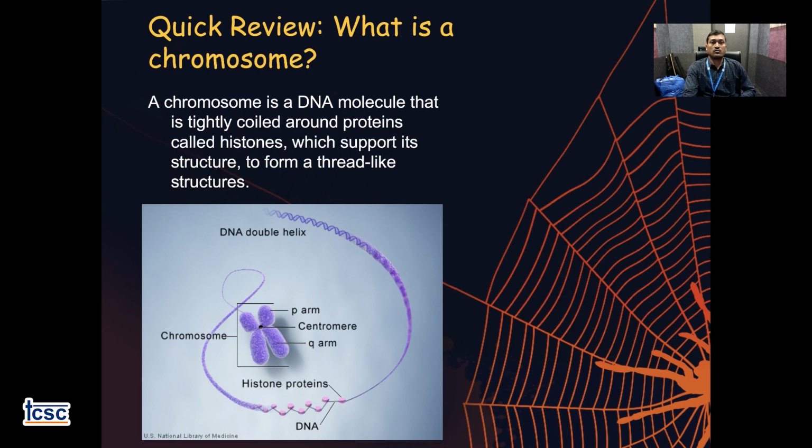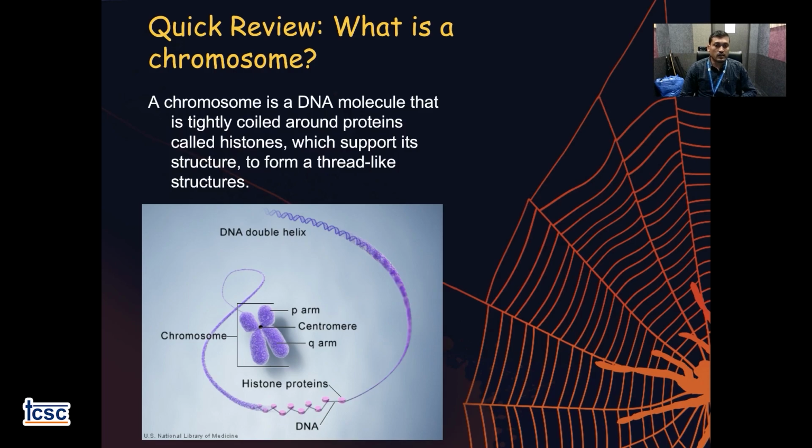Here we can ask, what is a chromosome? Quick review: what is meant by genome? Genomes are the haploid set of chromosomes. And what is meant by mutation? A sudden change in the genome, right? So for better understanding, we have to know about the chromosome. A chromosome is a DNA molecule that is tightly coiled around proteins called histones, which support the structure and form a thread-like structure.